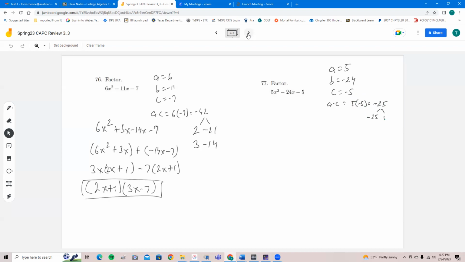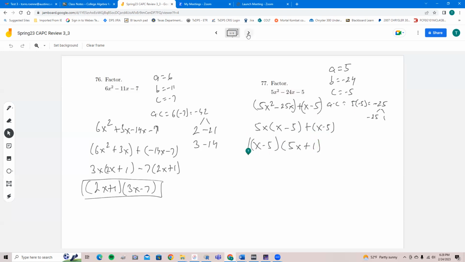So now I split the B term. I have 5x squared. This will be minus 25x plus 1x, or just x, minus 5. Factor by grouping. Pull 5x out. I'm left with x minus 5 plus x minus 5. Pull the x minus 5 out, and I have 5x plus 1. Remember that 1. Take this divided by itself, you get 1.